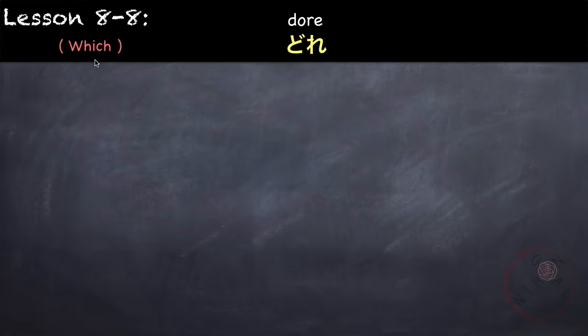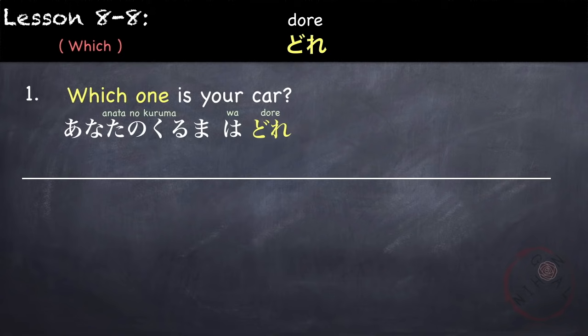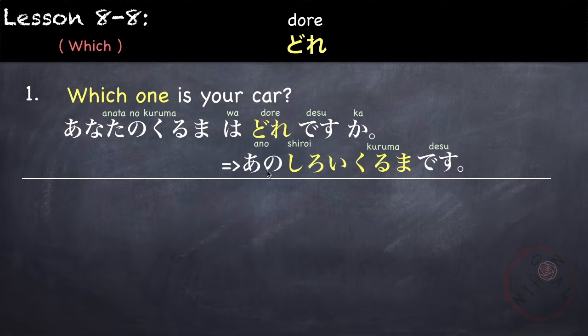And lastly, the interrogative word which, どれ. For example, which one is your car? So let's begin with our topic which is your car. あなたの車は which one? どれですか? あなたの車はどれですか? If you want to say that white car over there, あの白い車です, or that white one.